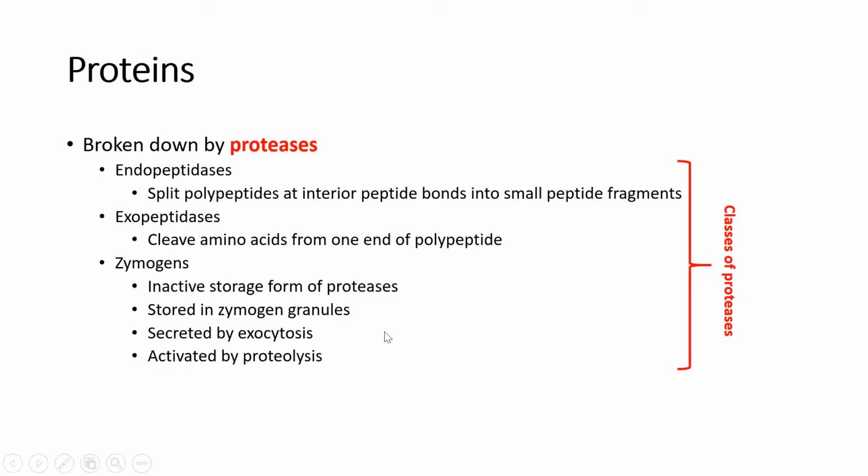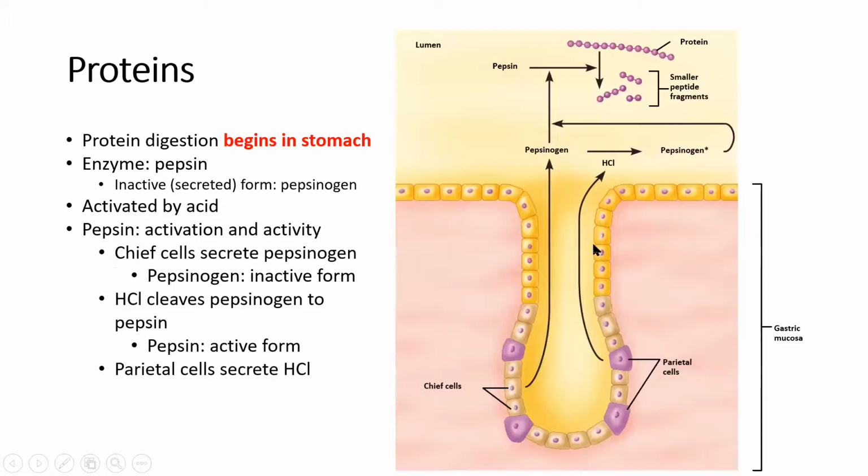So these are all forms of proteases, and these are the different types based upon where they cleave, and we're going to look at the different names based upon what they cleave here on this slide. So protein digestion starts in the stomach. We talked about some of the cells of the gastric pit. So this is a gastric pit of the stomach mucosa.